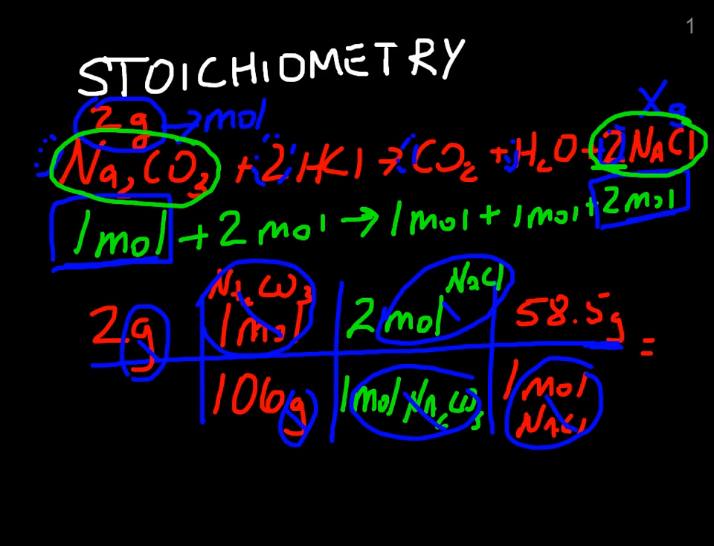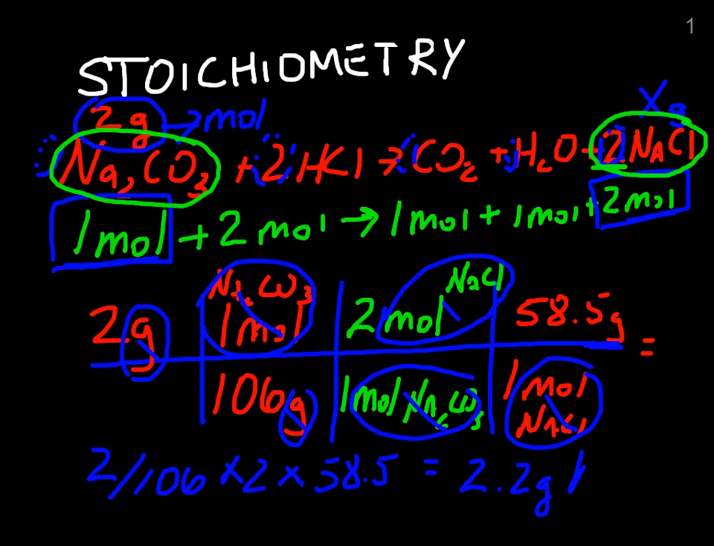I'm now going to take my calculator and do the math. It's going to work like this: 2 divided by 106 times 2 times 58.5. My calculator is set up to just do this. So that means I should have gotten 2.2 grams of NaCl produced. Now that's going to be the theoretical yield that comes out of this. All right?